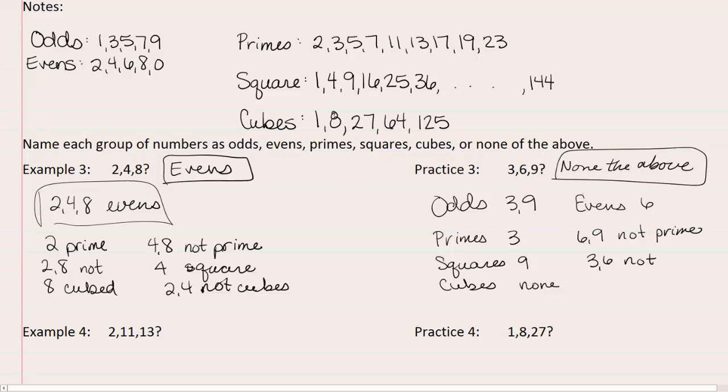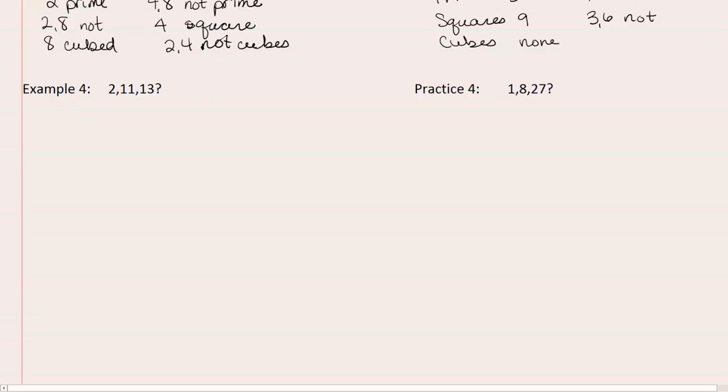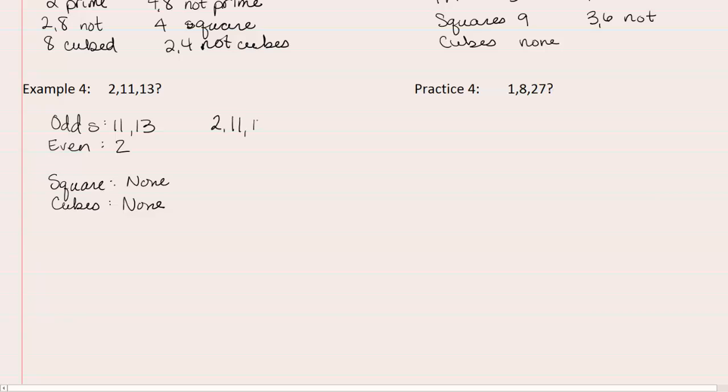Let's try one more together. So example number 4. Are they odds? Well, the odd numbers we have are 11 and 13. Evens. 2 is even. So they're not odds or evens. Let's try squares. None of them are squares. And cubes. Again, none of those are cube numbers. So the only possible thing we could have is primes. Well, we know that 2, 11, and 13 are all prime numbers.